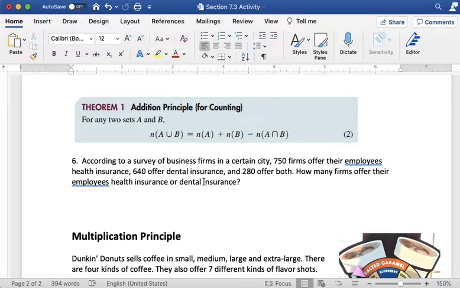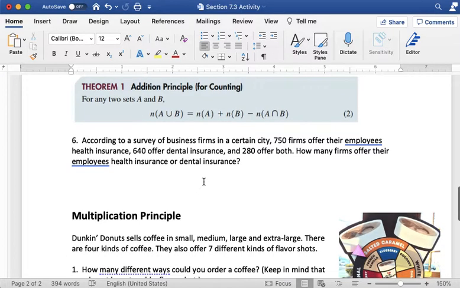So looking at question 6, it says, according to a survey of business firms in a certain city, 750 firms offer their employees health insurance, 640 offer dental insurance, and 280 offer both. How many firms offer their employees health insurance or dental insurance? So the number that offer both, that's going to be the intersection, because that's firms that offer both health insurance and dental insurance. And what we're looking for, the number that offer health insurance or dental insurance, that's going to be the union, because the union is an or situation. They're in one group or the other group, or in both groups.